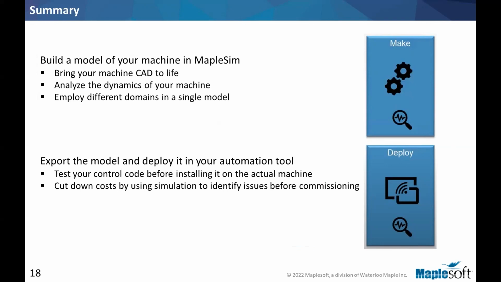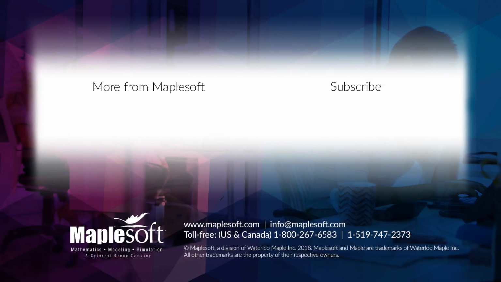Once you've gone through that and you're happy with your model, you can then export it and deploy it to your automation tool, whatever that may be. So now you can test your control code before installing it on the actual machine. Again, that idea of, well, we can try new ideas, play around with values before actually just deploying everything, which is always an advantage. And this can always cut down on costs by using simulation to identify issues before commissioning.